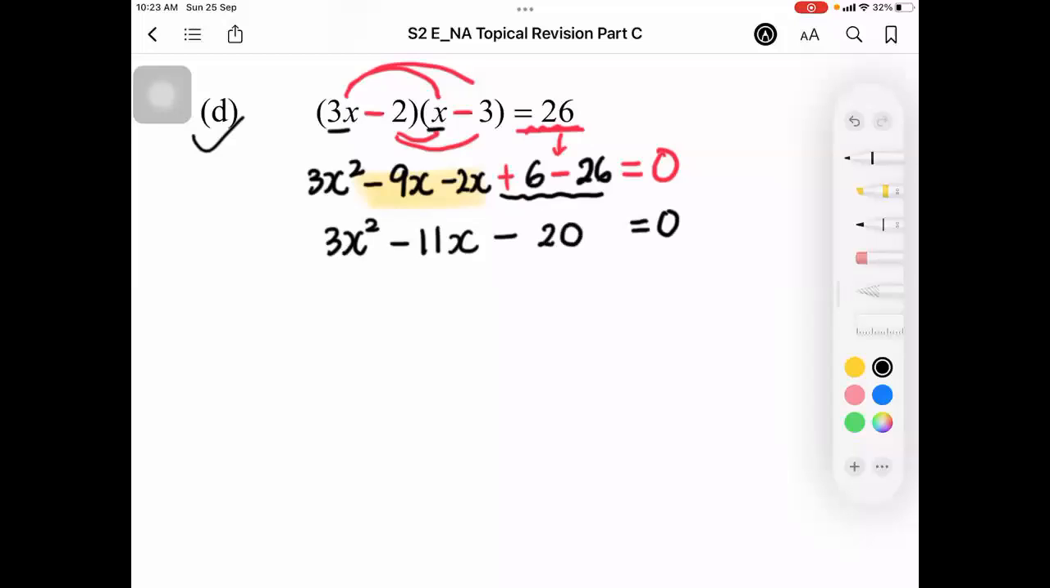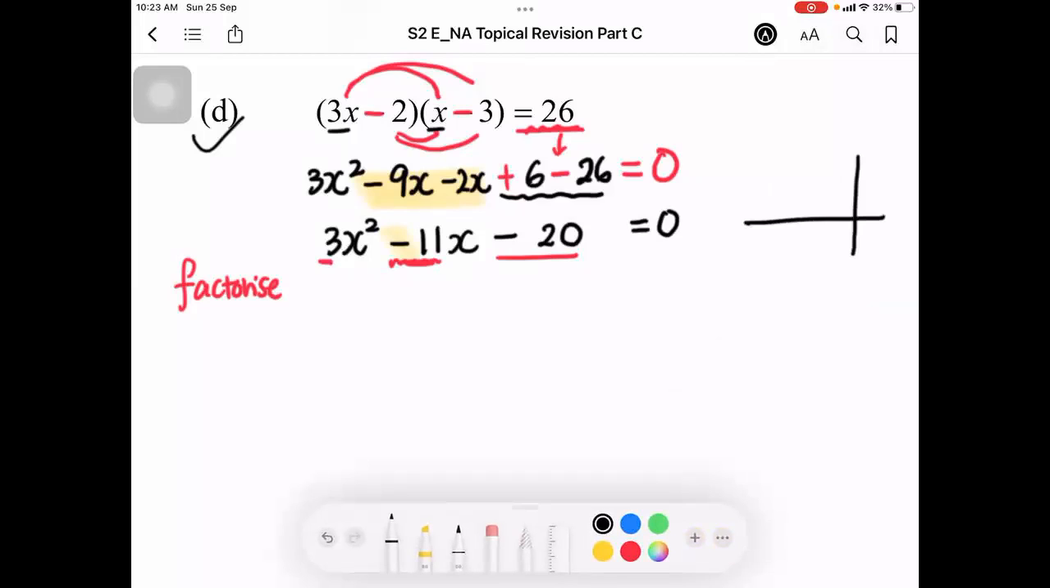Next one, what do we need to do? My favorite letter F. F for factorize. Very good. How to factorize? Remember your calculator, mode 33 or mode 522. Everyone take out your calculator. What is A? A is the number 3. B is negative 11. Then C is negative 20. All right, so in this case, what do we have?